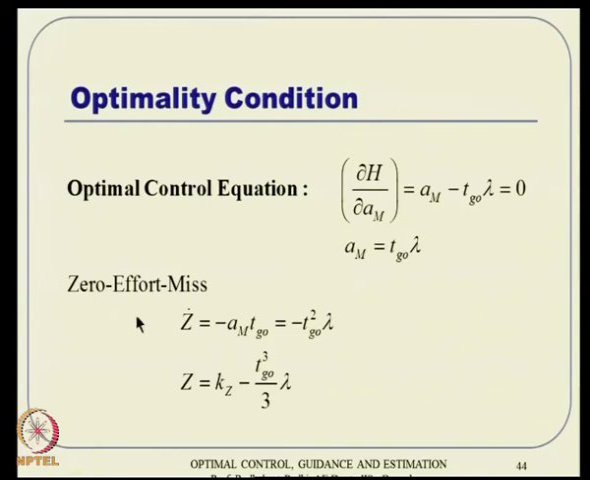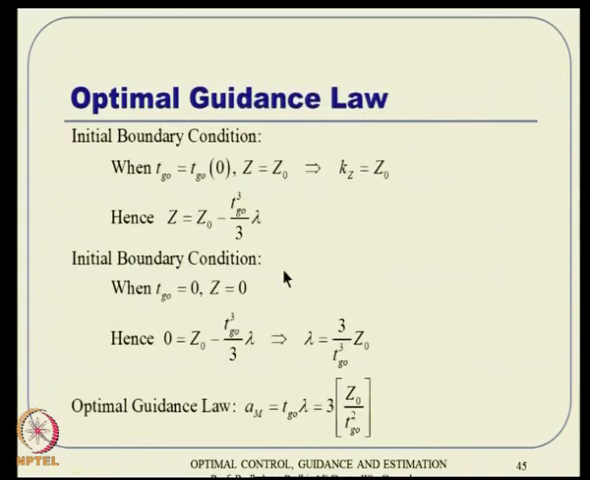Now the zero effort miss dot equation is z dot equal to that, and am equal to that, so you put it back here. If you integrate z, it turns out to be something like this, and then you put the boundary condition that when T go equals initial T go, z is z naught, and when T go equals 0 finally, z equals 0. Remember, this z dot equation develops backward in some sense.